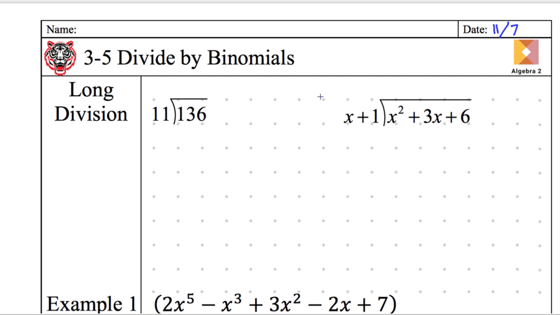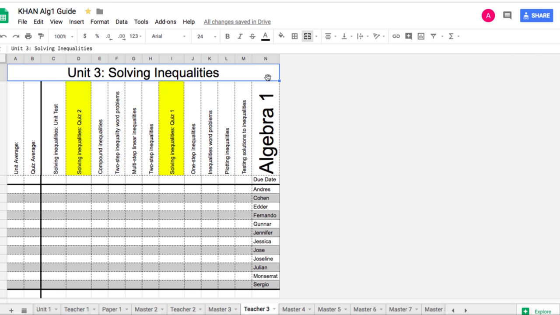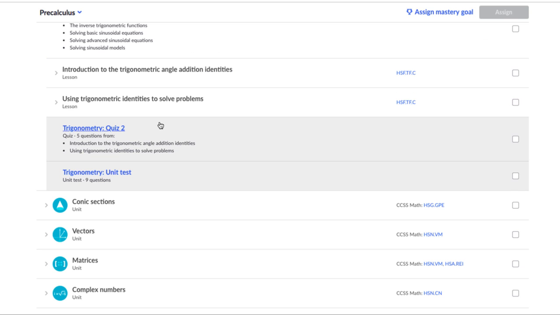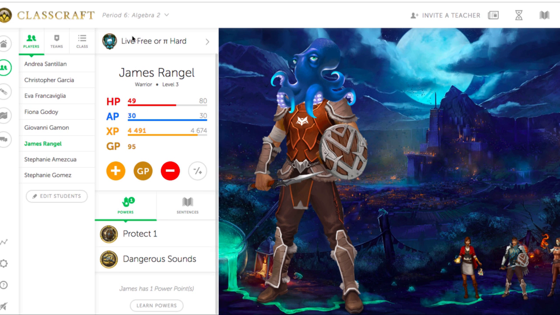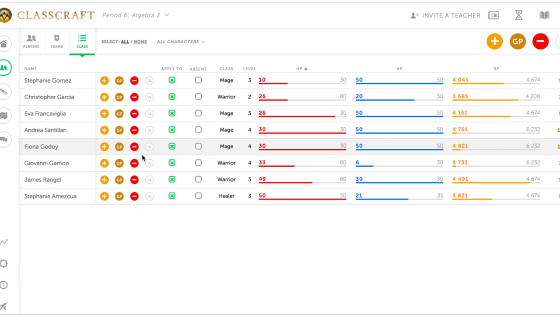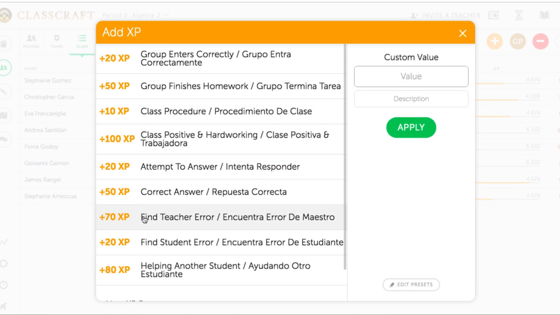So what is a binomial again, with a quiet raised hand? Steph? Two terms, yeah. It has two terms in it. It's a polynomial with two terms.